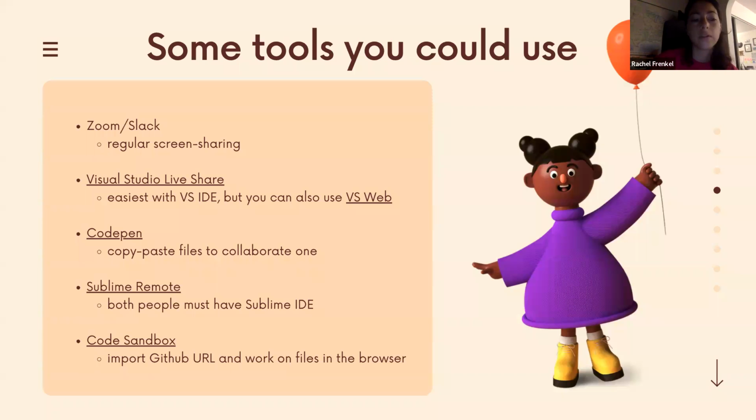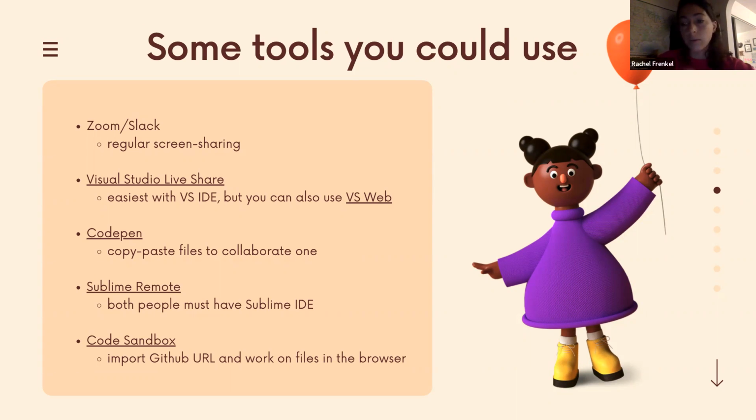You can do that, but then there are these other tools: Visual Studio, CodePen, Sublime, Code Sandbox. Those are all things where you can code and you have access to each other's screens. So it's kind of like Google Docs. For Visual Studio, it's easiest if you both have Visual Studio, but I believe one person can use Visual Studio in the browser. CodePen is all in the browser. It's not going to be in your full IDE that's accessing your local code, but it's a lot more like Google Docs for coding.